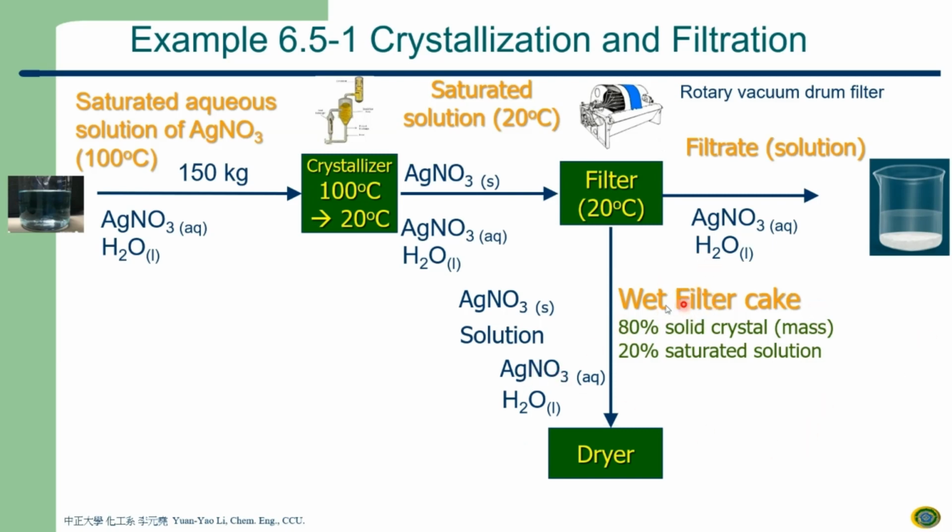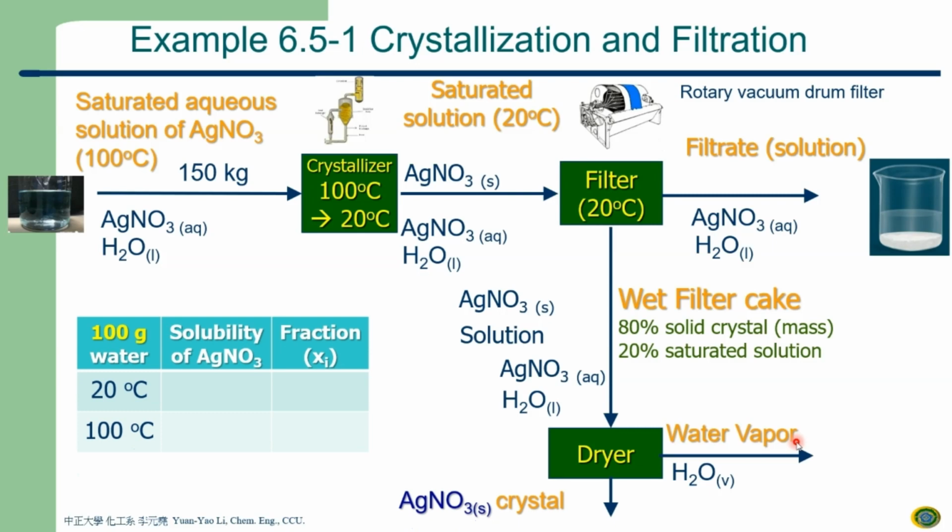We take the filter cake out, and we dry it, and we get the water vapor, which is 100% water, and we get a solid. So this is the process. So all we need to know in this condition is the solubility of silver nitrate at 20 Celsius and also at 100 Celsius.